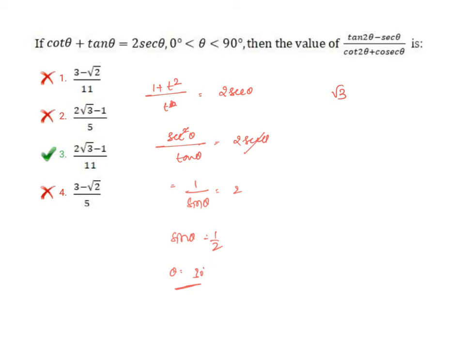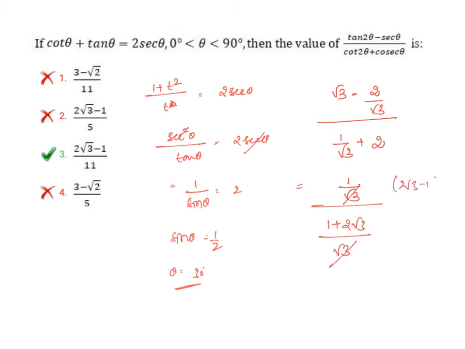Then after you have secant 30, that is 2 by root 3. Cot 60 is 1 by root 3. Cosecant 30 is 2. So, you have 3 minus 2, that is 1 by root 3, divided by 1 by root 3 plus 2, which is 1 plus 2 root 3 by root 3. Anyway, root 3 cancels. So, multiply it with 2 root 3 minus 1 by 2 root 3 minus 1. Numerator becomes 2 root 3 minus 1. Denominator becomes 12 minus 1, that is 11.